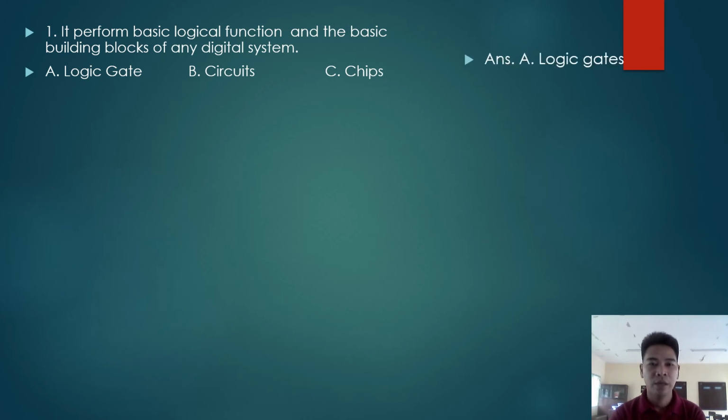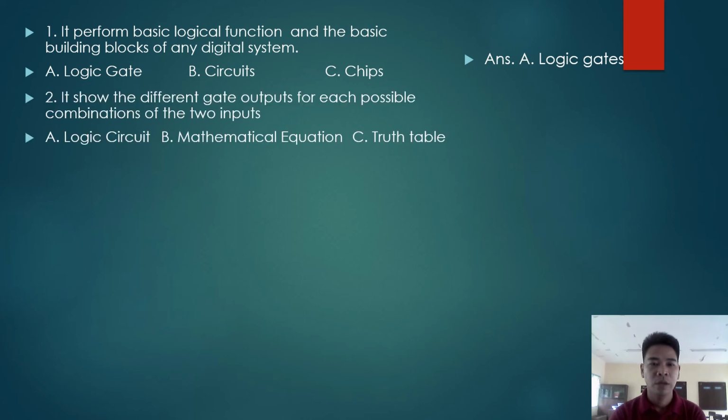Very good. Number two, it shows a gate's output for each possible combination of the two inputs. Letter A, logic circuit. Letter B, mathematical equation. Or letter C, truth table. The answer is C, truth table.